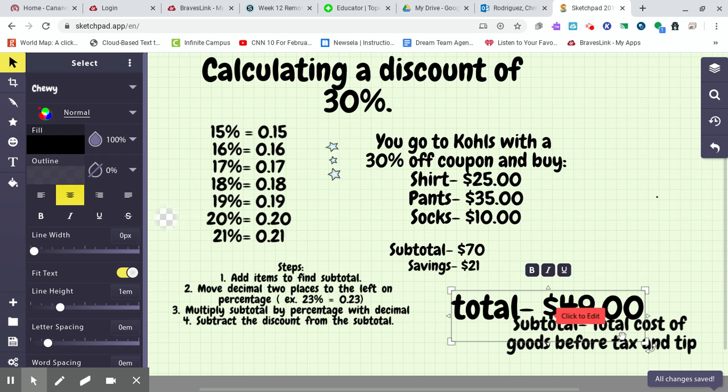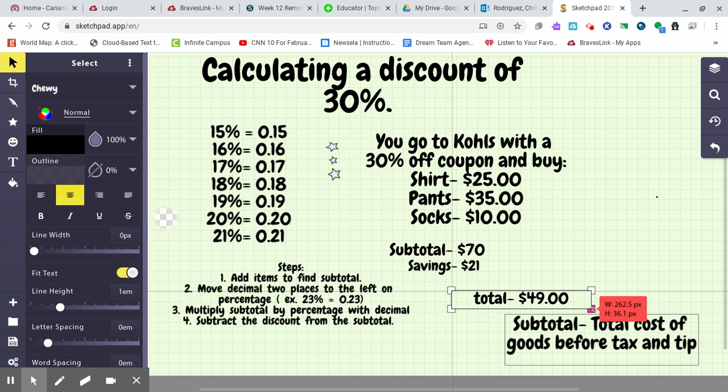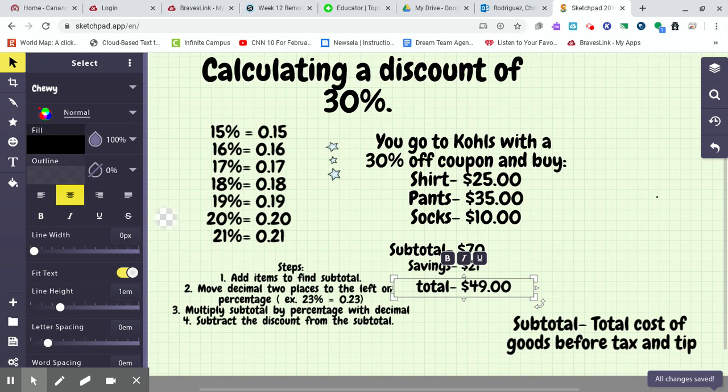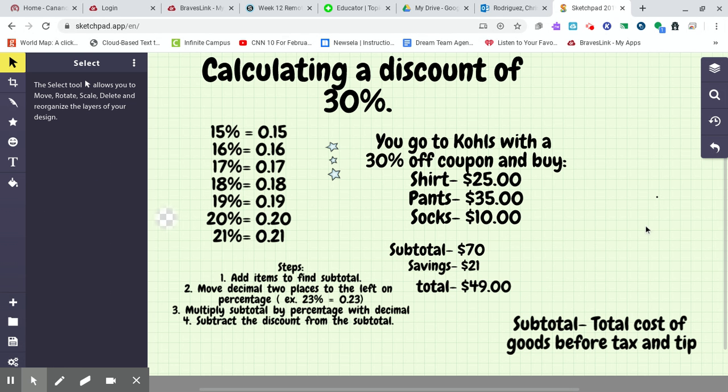So a lot of what we've been doing, again, except for that last step, is we're subtracting instead of adding because we're saving money. We're not spending more money. So instead of paying $70 for my shirt, pants, and socks, I had a 30% off coupon, so it made the total down to $49. That's what we're going to be working on this week. If you've been following along for the past several weeks, a lot of what we've been working on is the same. The key difference is that final step of subtracting instead of adding.